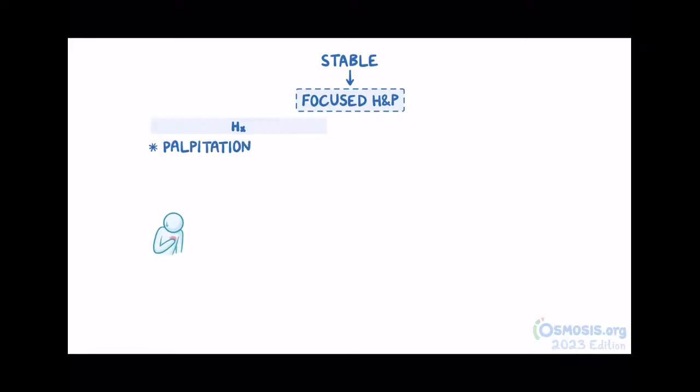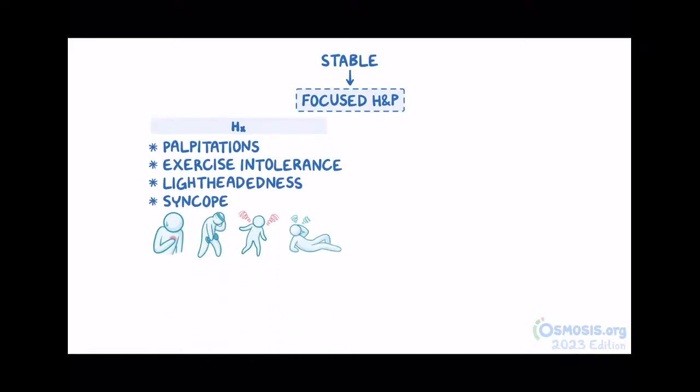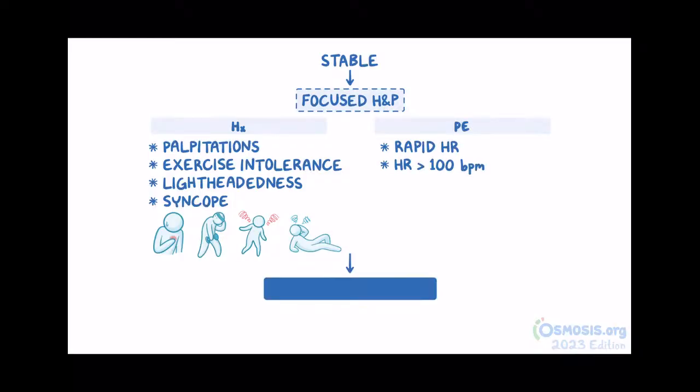Now, let's go back to the ABCDE assessment and discuss stable patients. First, perform a focused history and physical examination. Individuals with tachycardia may report symptoms like palpitations, exercise intolerance, lightheadedness, or even syncope. Additionally, physical exam might reveal a rapid heart rate, and if it's over 100 beats per minute, you can diagnose stable tachycardia.